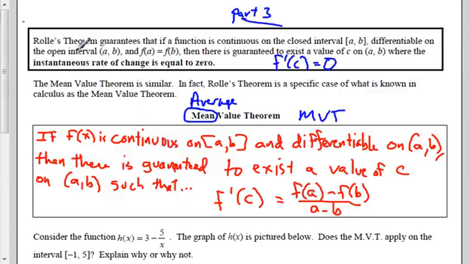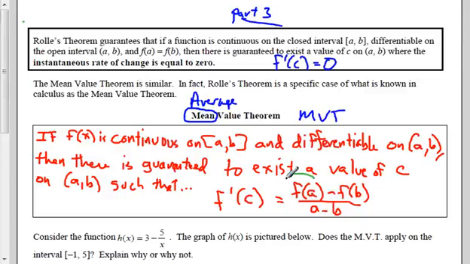Up above, with Rolle's theorem, we're talking about instantaneous rate of change. So now the mean value theorem, MVT: if the function f of x is continuous on the closed interval a to b and differentiable on the open interval a to b, just like Rolle's theorem, but now we're going to guarantee that a value of c exists on that open interval such that f prime of c is equal to f of a minus f of b all over a minus b.